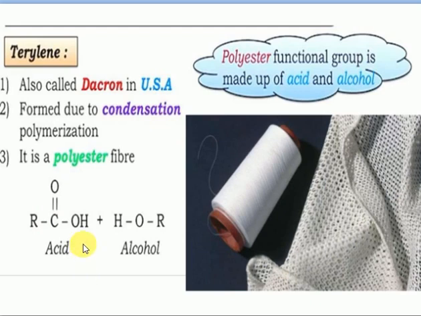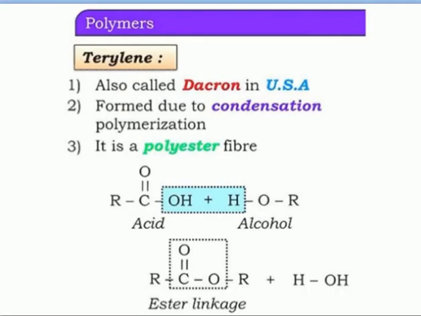Esters have a fruity odor. Students, you know very well how to identify the acid functional group in the organic chemistry experiment. Whenever acid plus alcohol react together in the presence of sulfuric acid, it gives a fruity odor only. Then, students, the next point is terylene. You know very well terylene is also called Dacron in the USA. It is formed by the condensation polymerization process. Is it very clear? Condensation polymerization process only.